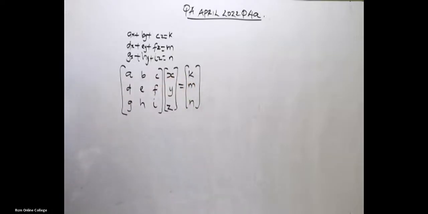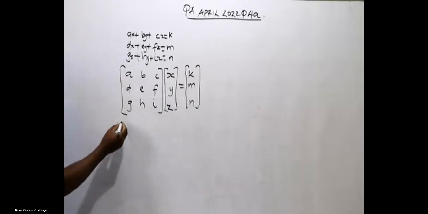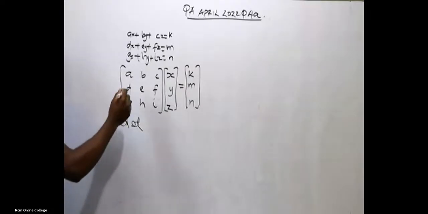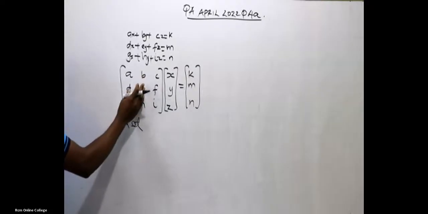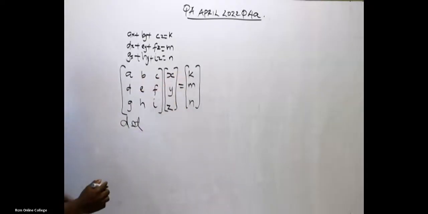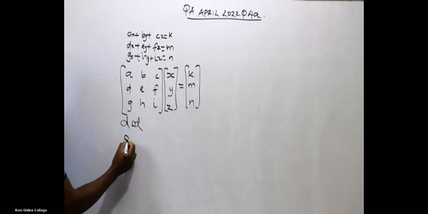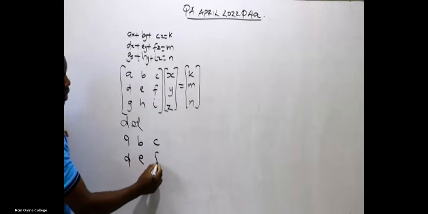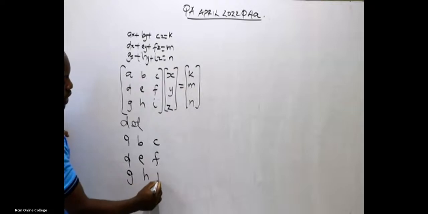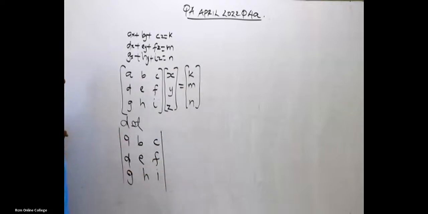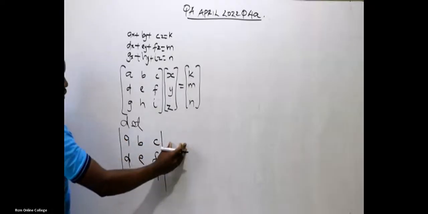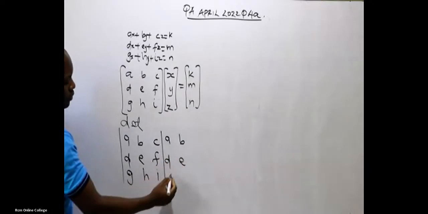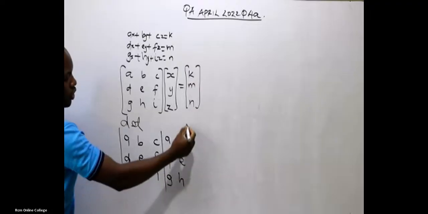Now, after having this 3 by 3 matrix, the first thing you're supposed to do is to get the determinant. How do you get the determinant? It is very simple. You simply take the first two columns and extend them to the other side. So we have A, B, C, D, E, F, G, H, I. That is now not a matrix, but you have it in that form. You pick the first two and place them here, so that is now A, B, D, E, G, H.